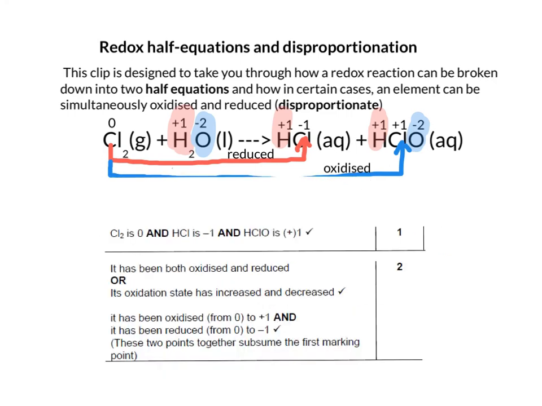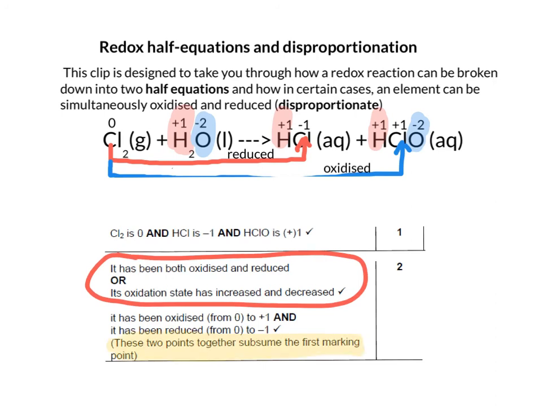So just to finish off, let's have a look at the mark scheme. So chlorine has been both oxidized and reduced, or its oxidation status increased and decreased. And it's been oxidized to +1 from 0, and it's been reduced from 0 to -1. Now notice what we didn't put in our answer was this. So we didn't actually say in words it's been both oxidized and reduced. But if you look a bit further down, it says those 2 points together subsume the first marking point. So what that means is, provided you say both of the things at the bottom, you'll get 2 marks.